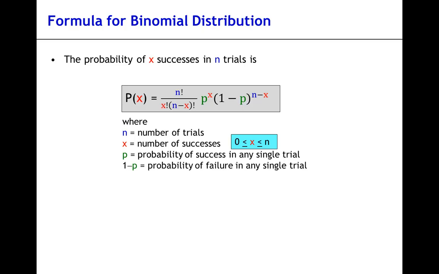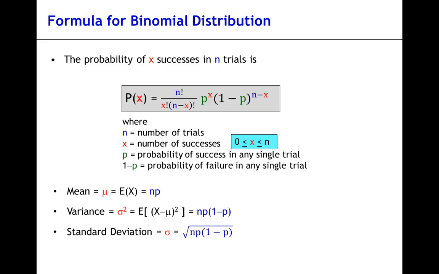Also, if something follows the binomial distribution, then it would have a mean mu of n times p, a variance sigma squared of n times p times 1 minus p, and the standard deviation sigma of square root of the variance.